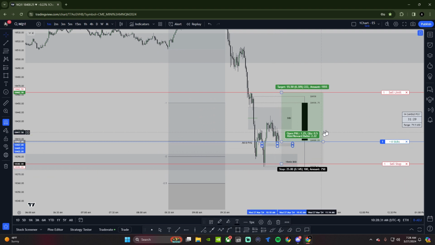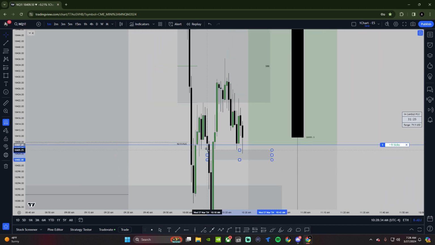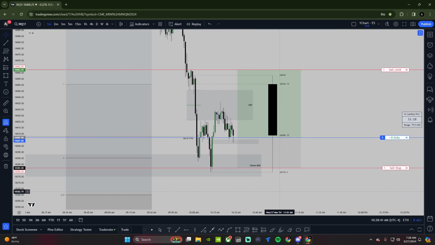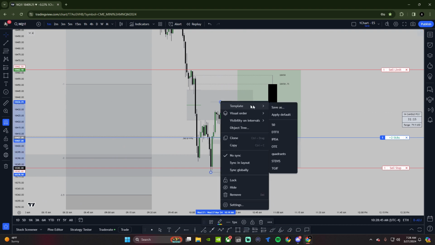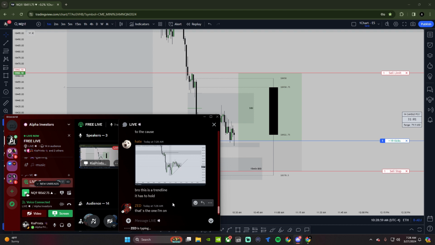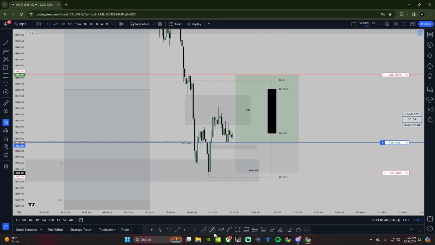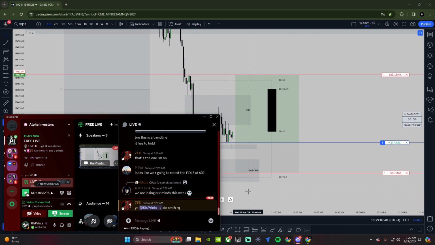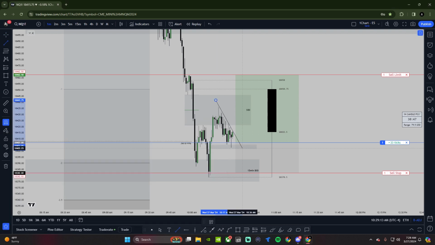We just tapped into that original entry right there at the 1 minute. Remember that inverse we actually used as an original entry? We just tapped into that. Bro, this is a trend line, it has to hold. If we're looking at retail concepts, look at this trend line. Dude, once the trend line breaks, I'm going to go long.